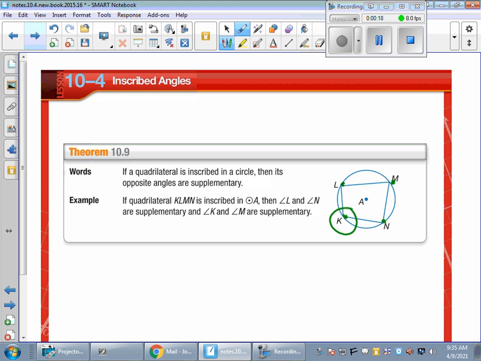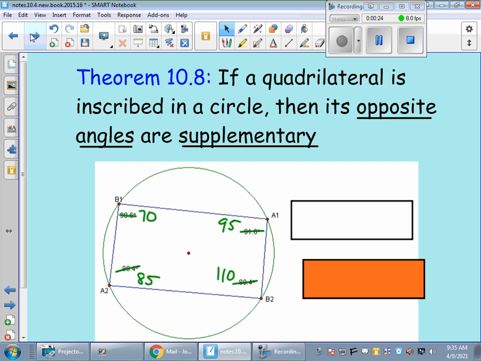So what does that mean? Angle K plus angle M equals 180. Angle N plus angle L equals 180. You can see how that works here. Add these two up, these two equal 180. And these two here equal 180.